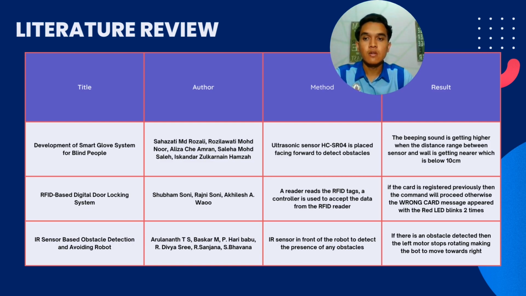The second project is an RFID-based digital door locking system. In this project, if the wrong card is used, the red LED flashes, while in our project, if the RFID sensor detects the correct card, the solenoid will open. The last project is a sensor-based optical detection and avoiding robot. In this project, if there is an optical detection, then the motor will stop, while in our project, if the IR sensor detects an object, the blue LED will light up.